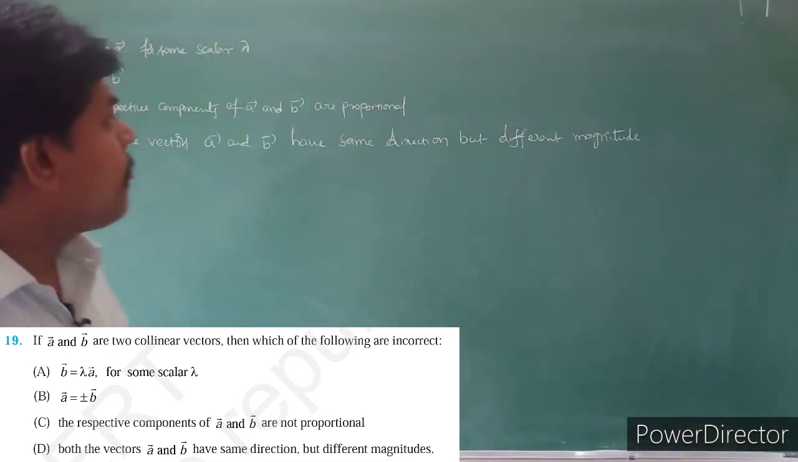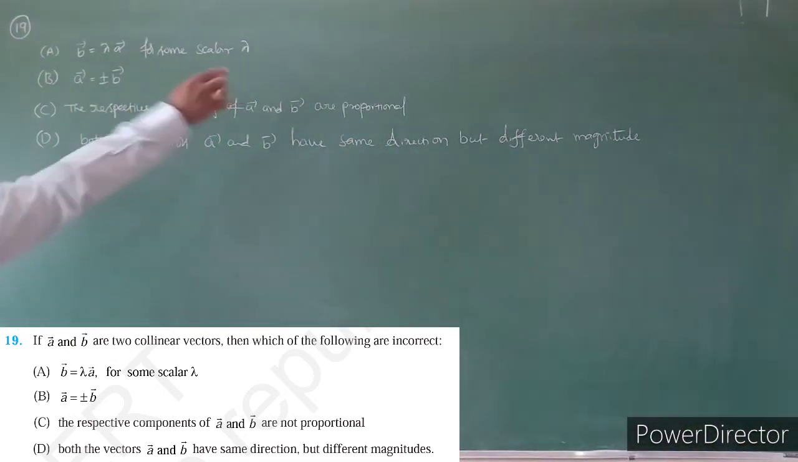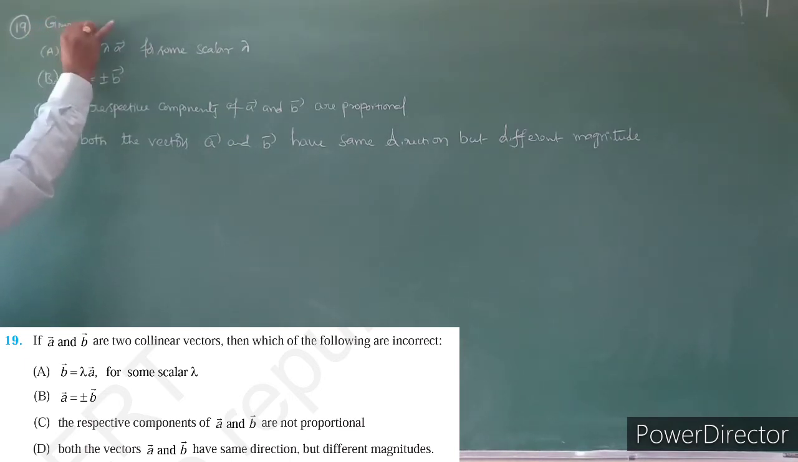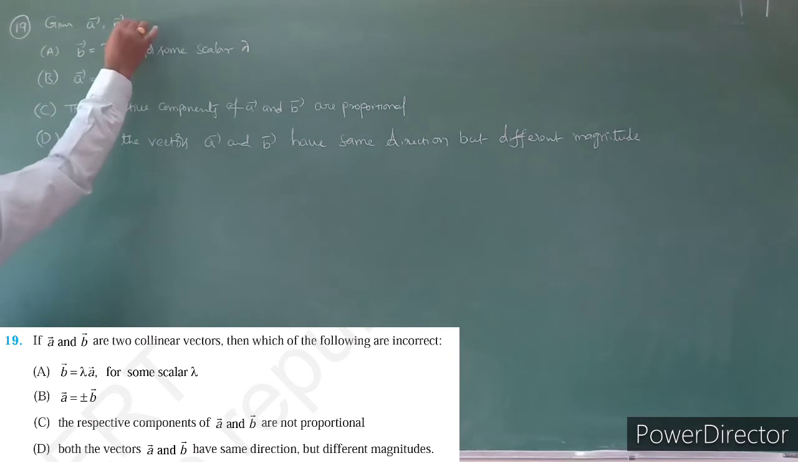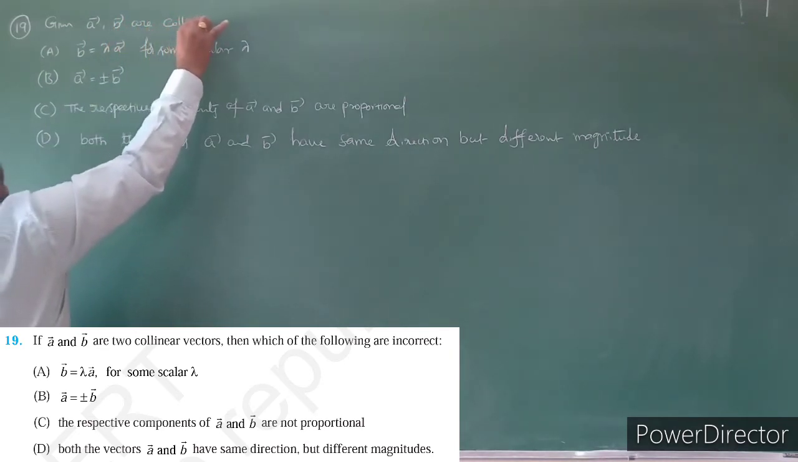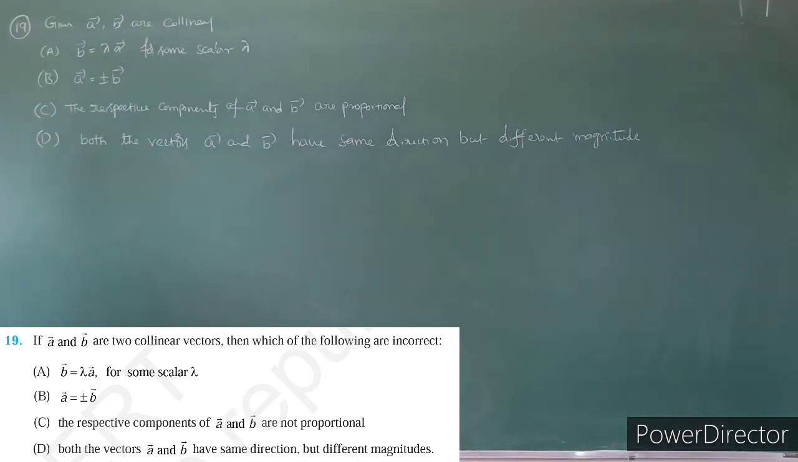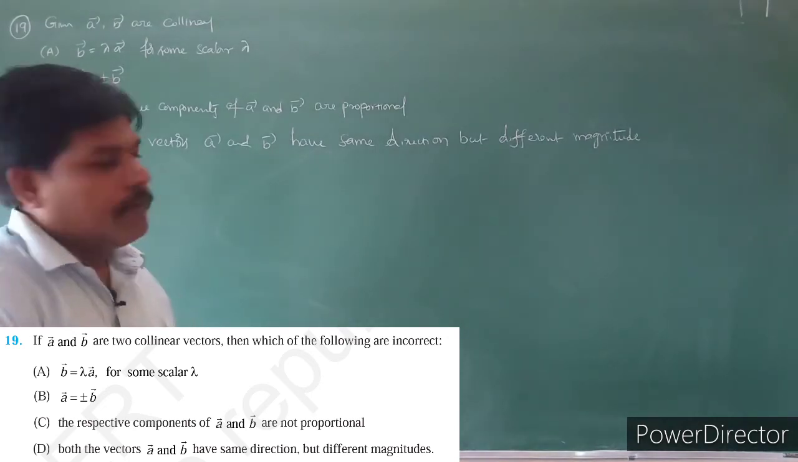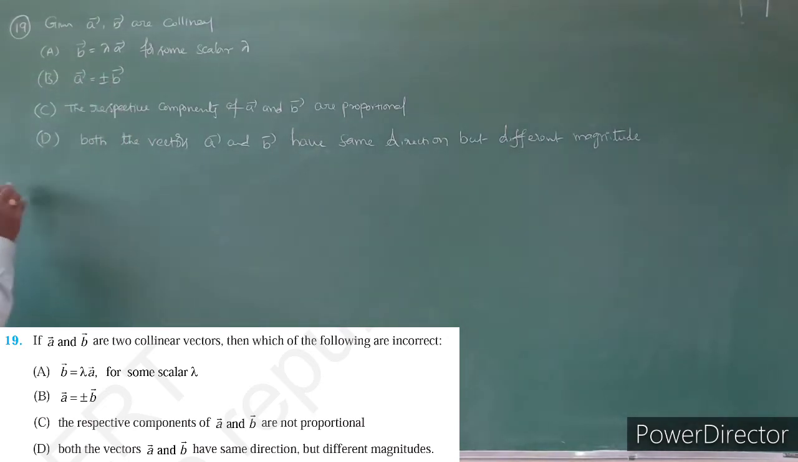See that question, students. It is already given that A bar, B bar are collinear. These are the options they have given. Which one is not correct? You have to take the wrong answer. So first we have to identify what collinear is.